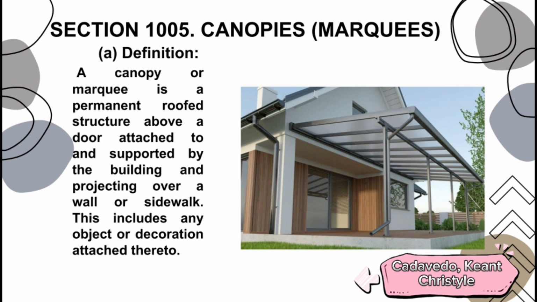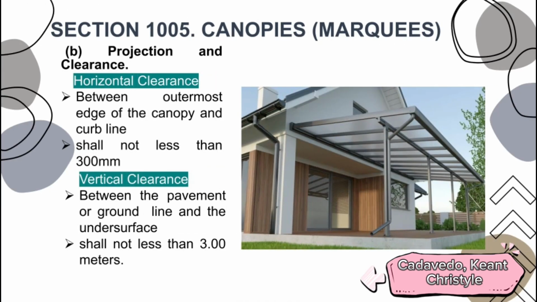Section 1005, Canopies or Marquee. Definition: a canopy or marquee is a permanent roof structure above a door attached to and supported by the building and projecting over a wall or sidewalk. This includes any object or decoration attached thereto. So, meron ditong isang example ng isang canopy.